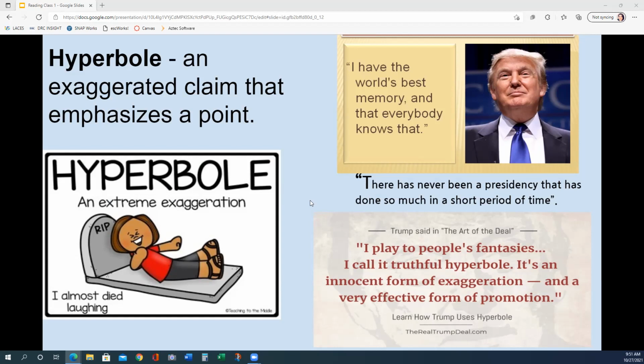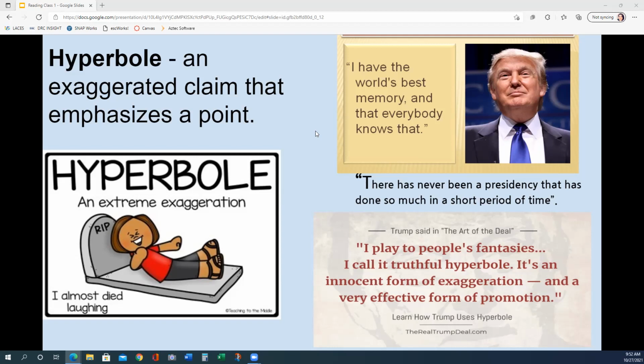Donald Trump was famous for using hyperboles. Everything was always exaggerated. For example, he said, I have the world's best memory, and everybody knows that. Or he's made statements like, there has never been a presidency that has done so much in a short period of time. It's always an exaggerated claim that makes a point. And before getting too political, whether you love him or hate him, he just used hyperboles a lot.